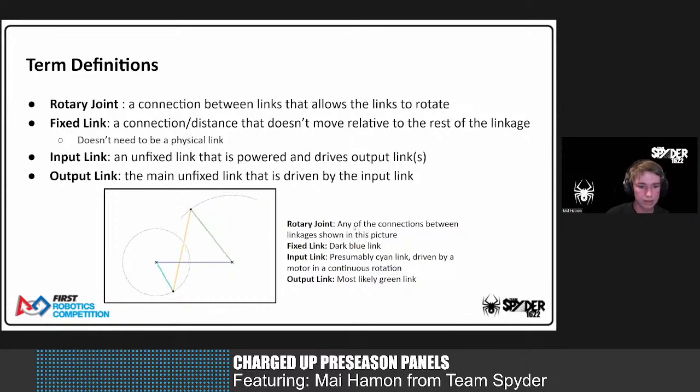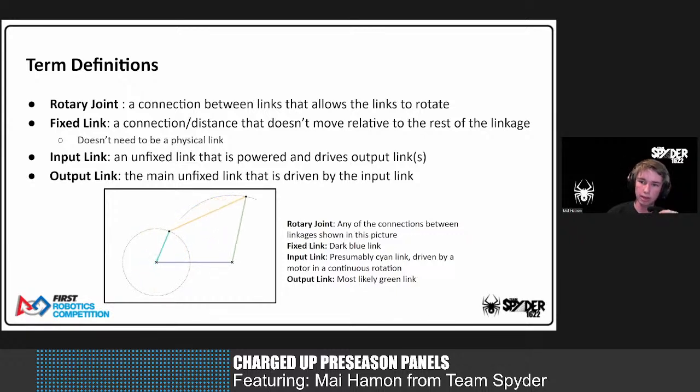An input link is any unfixed link that is powered and helps drive the output links. In the examples we're going to be looking at, there is only one input link, although in more complex mechanisms, such as Boston Dynamics' Spot walking mech linkage, it's certainly possible for there to be more than one input link in more complex linkages. An output link is or are the links that are driven by the input link or links whose motion we care about.